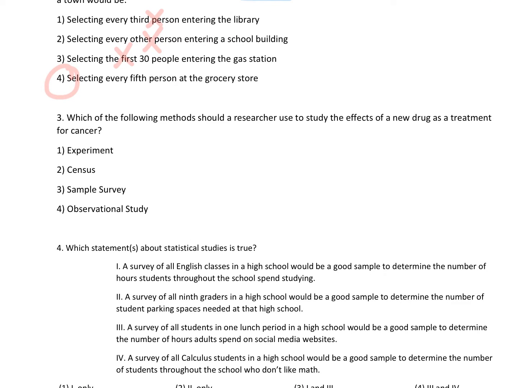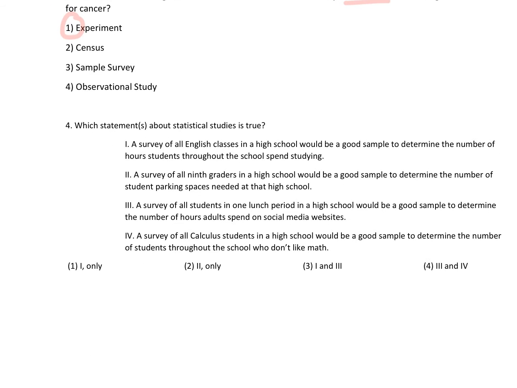Which of the following methods should a researcher use to study the effects of a new drug as a treatment for cancer? I would say experiment for this one because you're trying to see if the new treatment works, and you're looking for a response. The next question says, which statement about a statistical study is true?